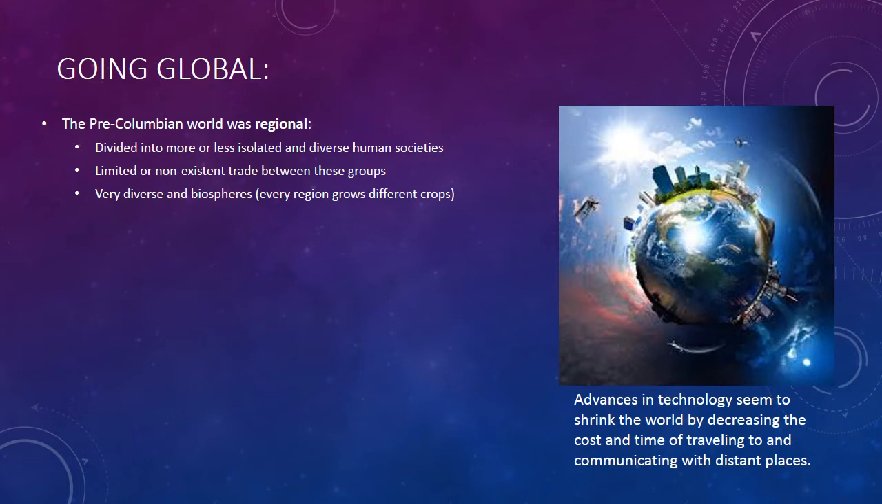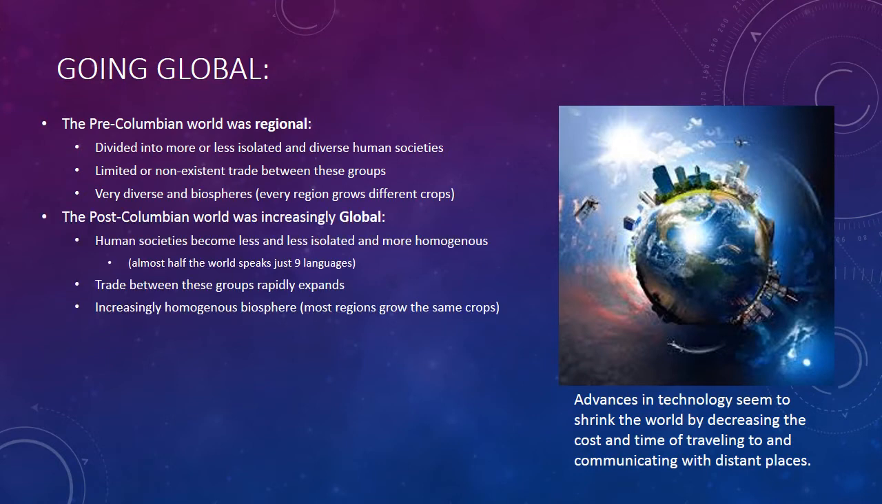Next, there was very limited or non-existent trade between these groups. So there was no trade at all between America and Europe, and there was only very limited trade going on between Europe and Asia. Just a tiny bit of very precious things were exchanged, but most stuff stayed wherever it was made. And finally, there were very diverse biospheres. So every different group of people in these different areas is growing different animals and is dependent on different crops for their survival.